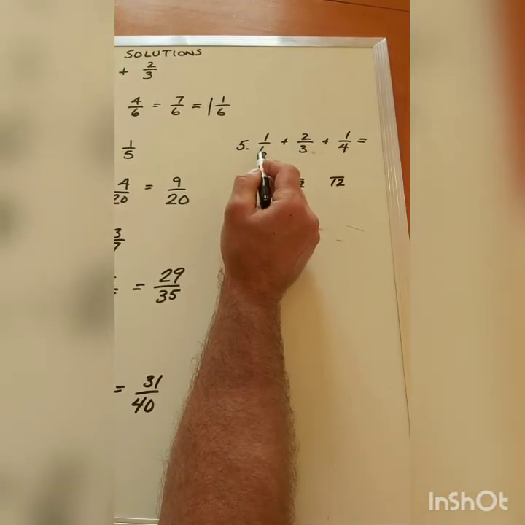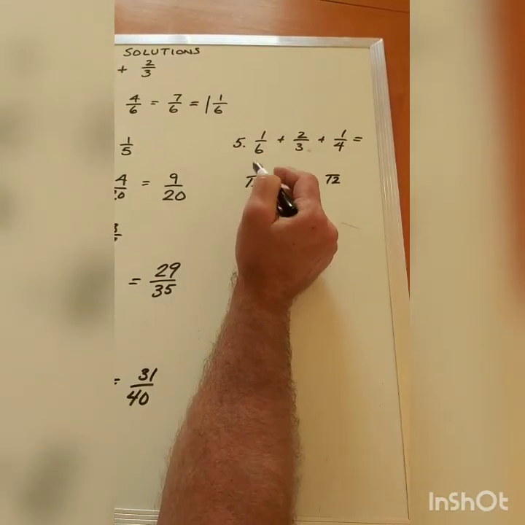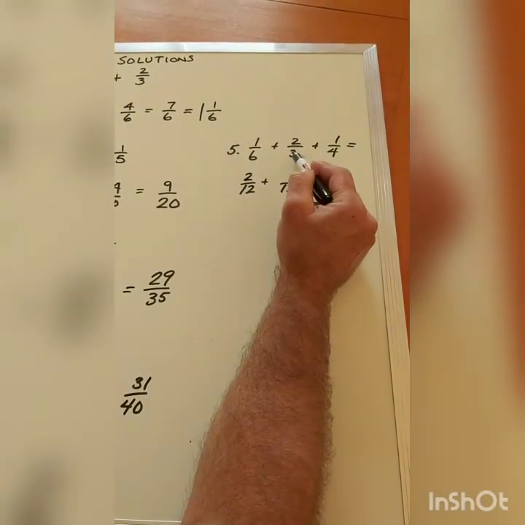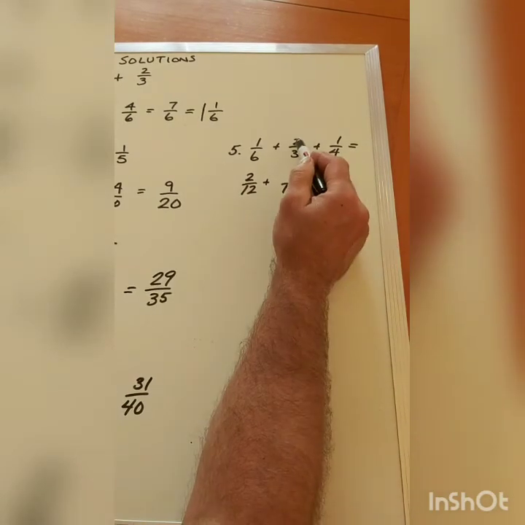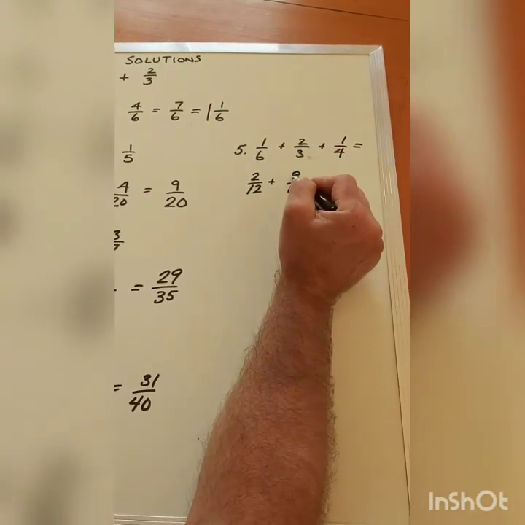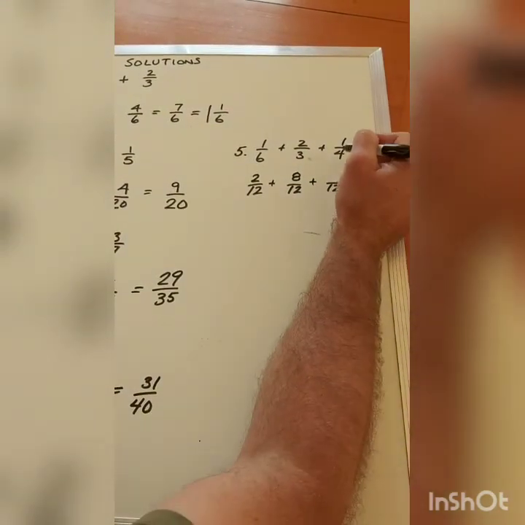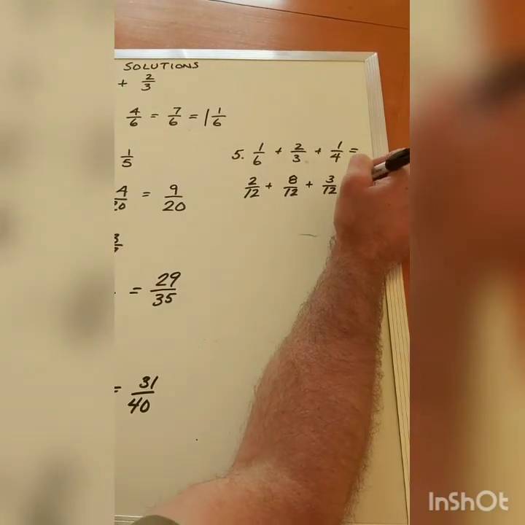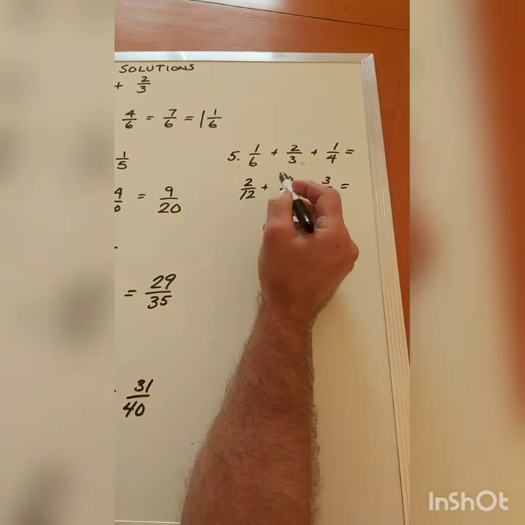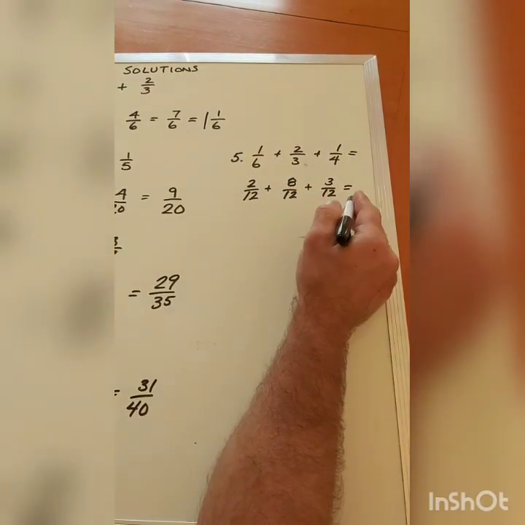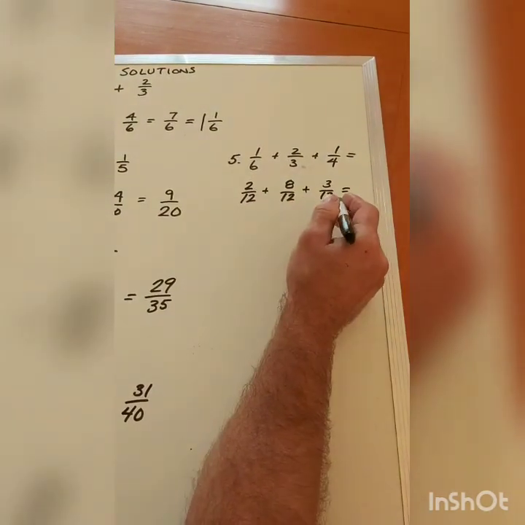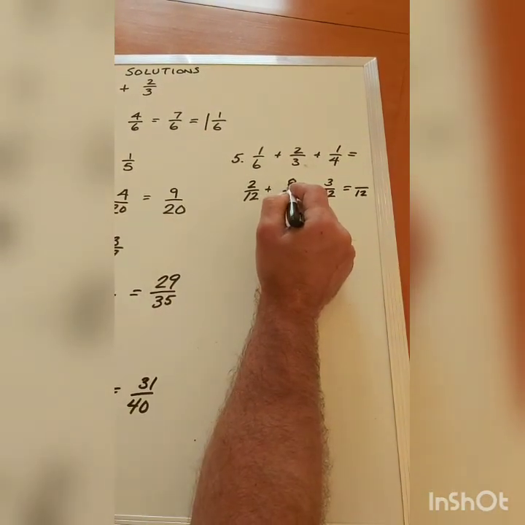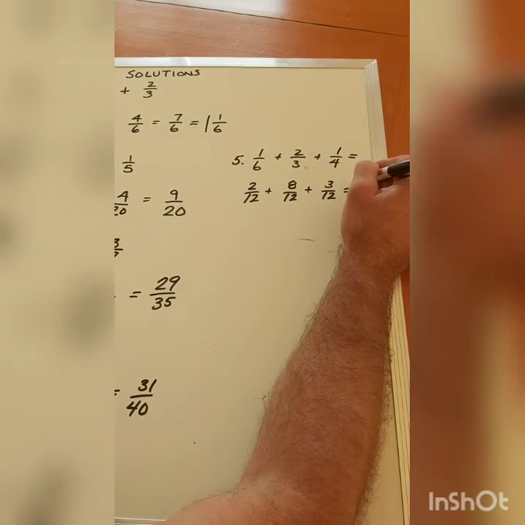In the first fraction, I multiplied 6 by 2, so 1 times 2 is 2. In the second fraction, 3 times 4 is 12, 2 times 4 is 8. And in my third fraction, 4 times 3 is 12, so 1 times 3 is 3. Now I'm in the position to add them all together. Remember that your denominator does not change. It will remain as 12. 2 plus 8 is 10, plus 3 more is 13.